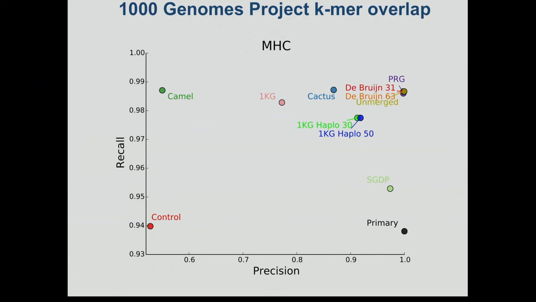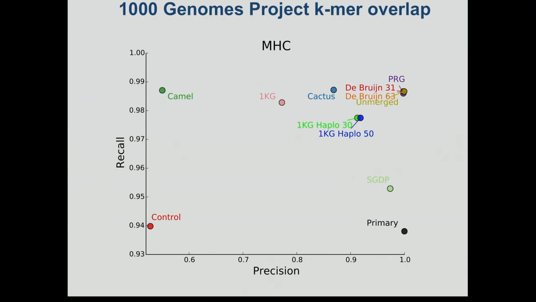Here is a plot of precision versus recall for the various graphs, and you can see we do quite well. In terms of recall, most of the graphs are capturing on the MHC region 99% of the k-mers that they should be capturing, and at a very high precision over here. Now, some of them fall off as you go through this, but these are an example of the trade-offs.